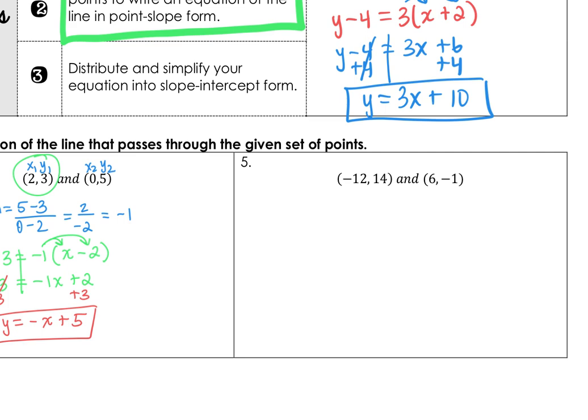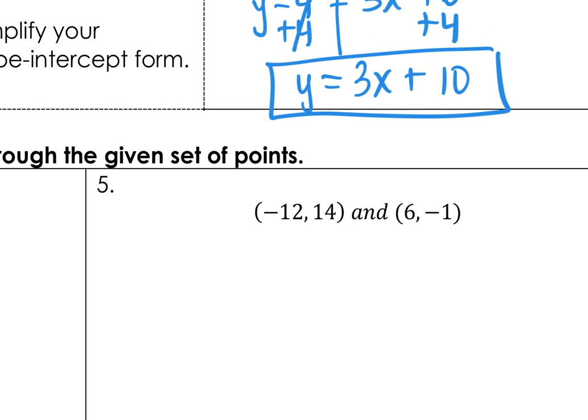All right, so this time our points are negative 12, 14, and 6, negative 1. So I'm going to go ahead and say this is my x1 and y1, and this is going to be my x2 and y2. I got to find that slope first. Know that that's step number 1 of this process. So to find m, the slope, I'm going to do y2, which is negative 1, minus y1, which is 14, divided by x2, which is 6, minus x1, which is a negative 12. But when I minus a negative 12, really I am adding.